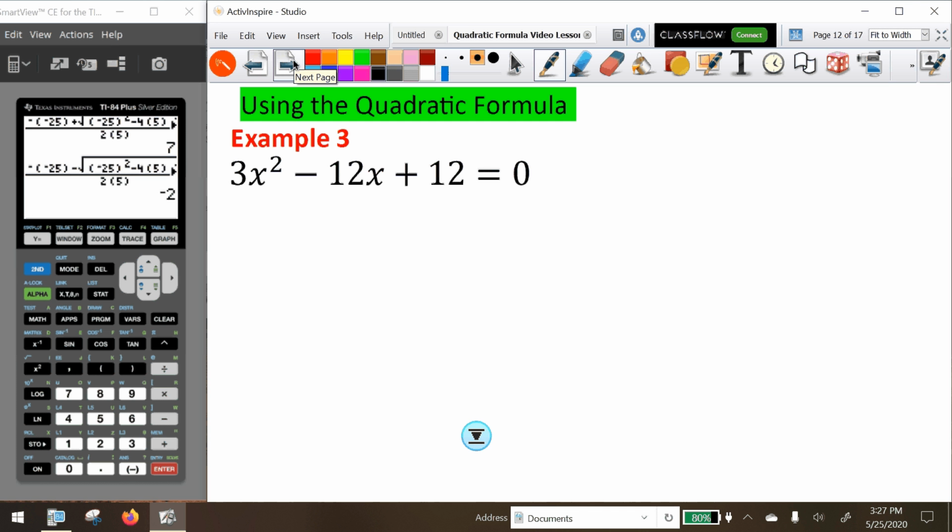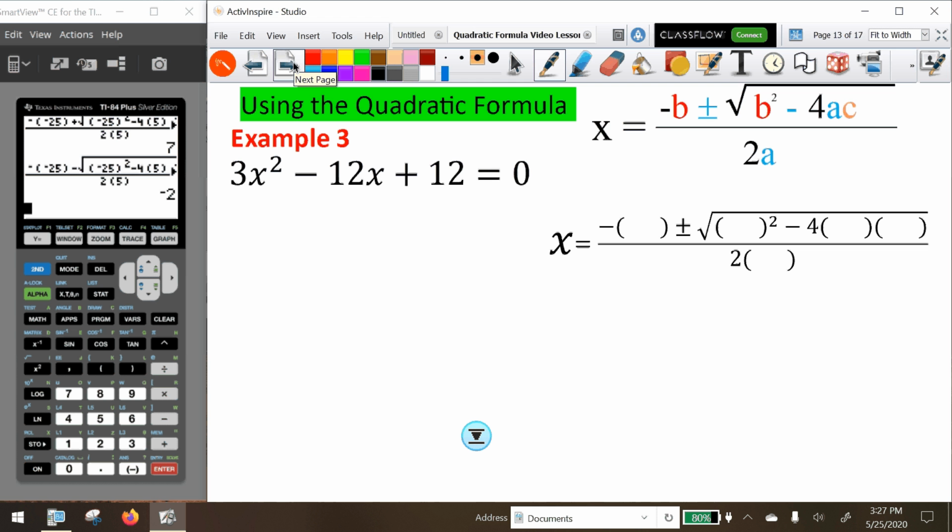Probably a good idea to begin by writing out the quadratic formula. -b plus or minus the square root of b squared minus 4ac all divided by 2a. All right, and now I'm going to identify my a, b, and c coefficients. The coefficient of x squared is 3, the coefficient of x is -12, and the constant at the end is +12. Negative b means negative of a -12 plus or minus b squared, -12 squared, minus 4 times a is 3, times c is 12, and then in the denominator 2 times a, so it's 2 times 3.